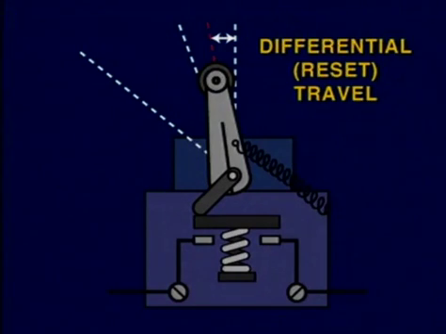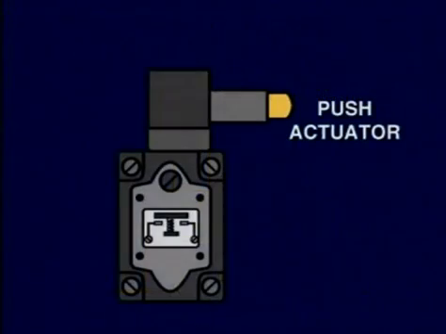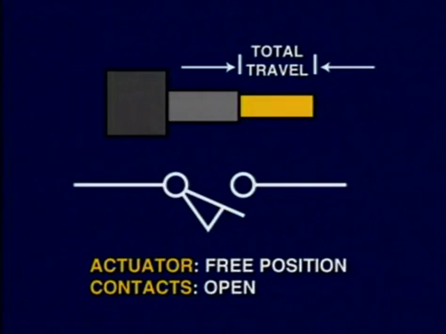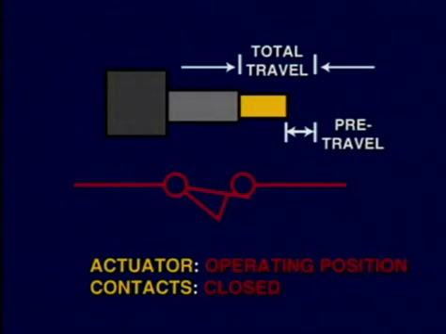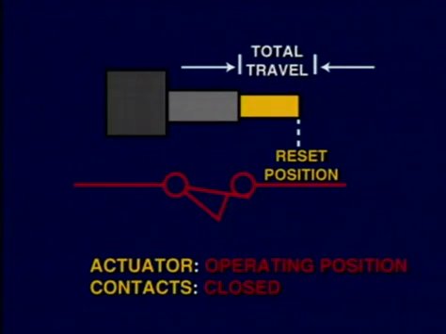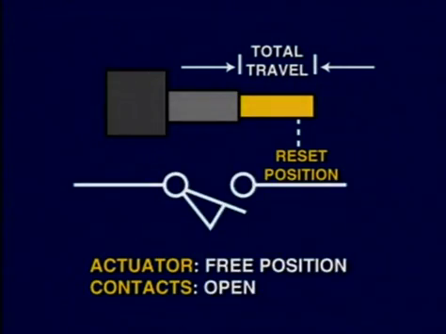The wobble stick operates in the same manner. In a push type of actuator, like the plunger, the same travel description applies. The contacts close after the pre-travel and continue closed during the over-travel. When the action has passed the reset point, the contacts will be back to the normal position.